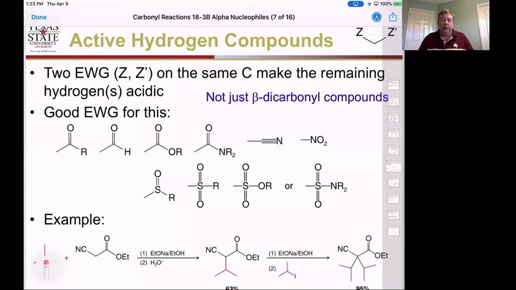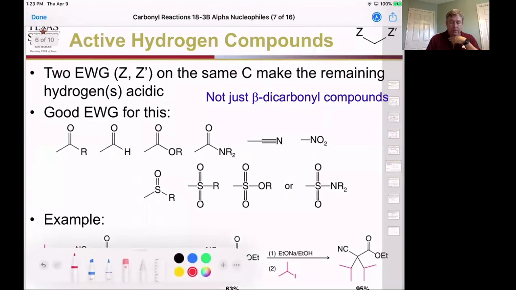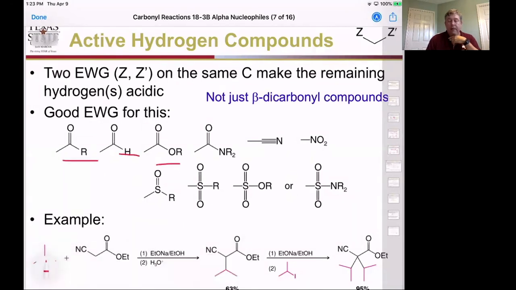Now that we've learned how to do that with carboxylic acids and the ketone systems, you don't have to have a carboxylic acid or a ketone. You can have any electron withdrawing group in that gamma and that beta position such that you can make those hydrogens acidic. So we can also have a ketone right here, an aldehyde, esters, amides, nitriles, nitros, sulfonyls, sulfates, sulfonyl esters, and sulfonyl amides. Any of these can be used.